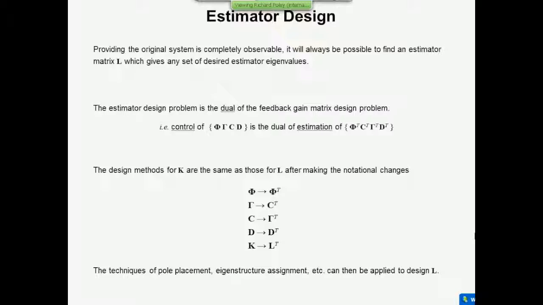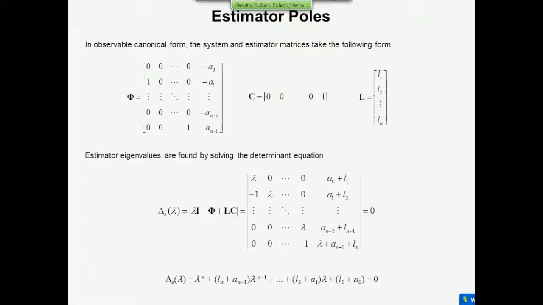So estimator design is the dual of controller design, and we can use exactly the same techniques. If you had phi minus gamma K to design your feedback gain matrix, replace phi by phi transpose, replace gamma by C transpose, replace K by L transpose, and just transpose the lot, and you've got exactly the same equations. So you can use the same techniques.